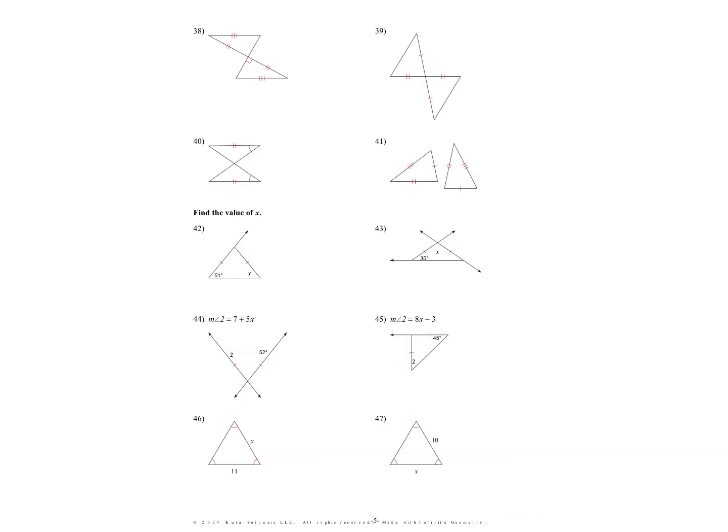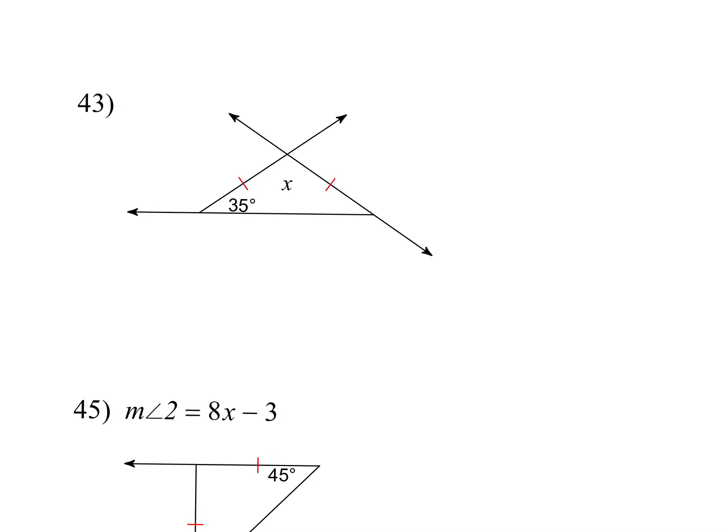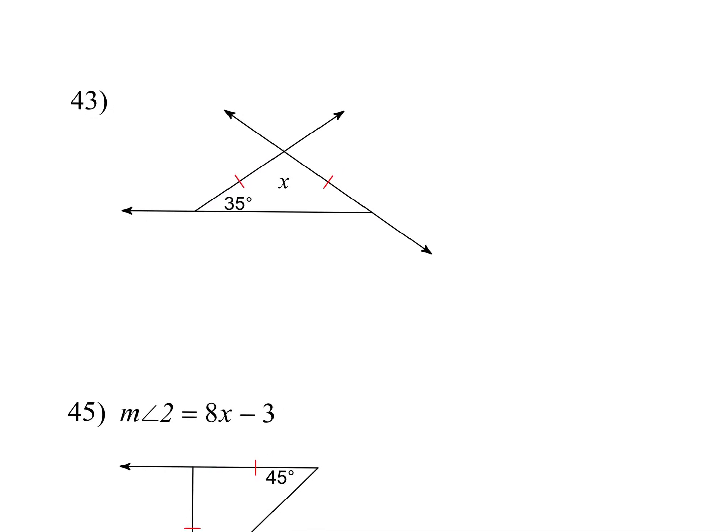Second half of this review practice, I'm going to start at number 43. Okay, 43, what kind of triangle do we have? Isosceles, because we know these two sides are the same. Since we know those two sides are the same, what else can we assume? The bottom two angles are the same. So if one's 35, the other is also 35.